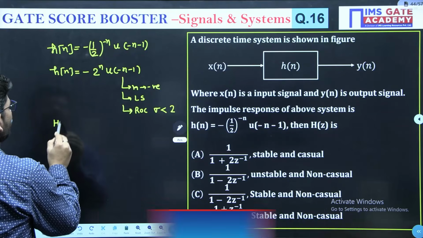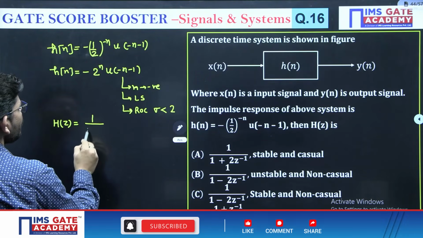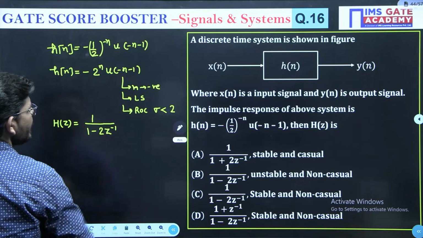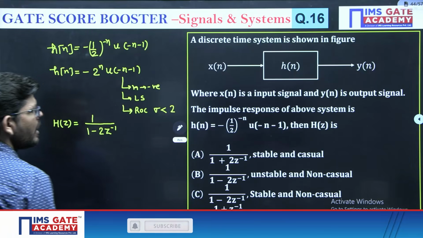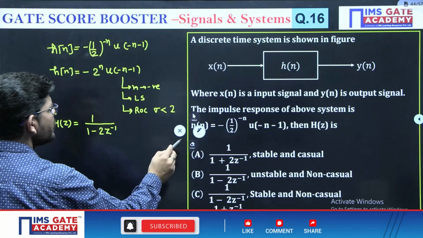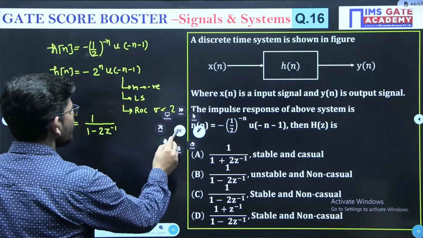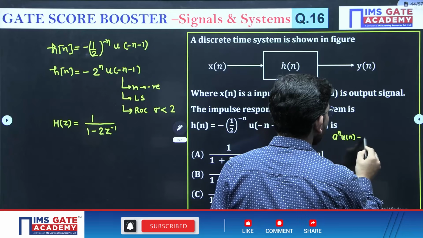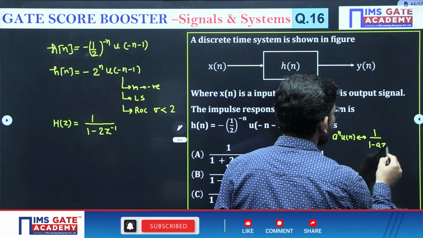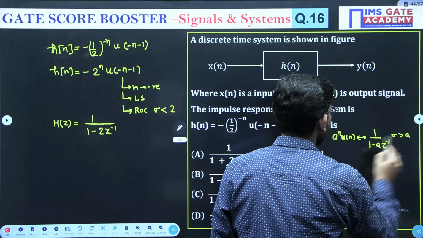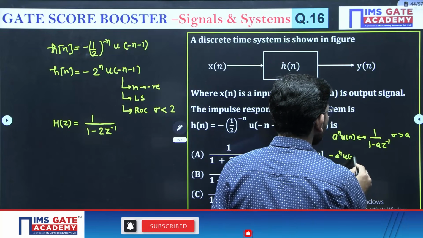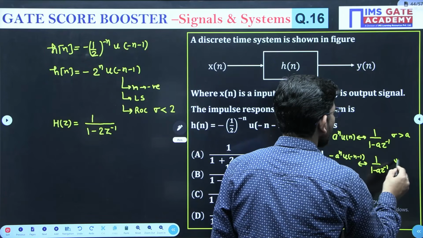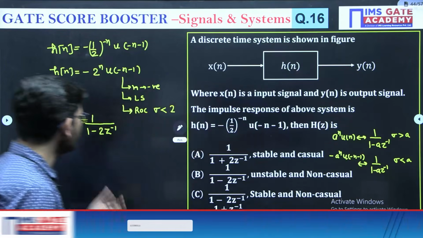So you know that H of z will be 1 upon 1 minus a z inverse. The a value here is 2, so we will get this H of z. Now, whether this is causal, non-causal, stable, unstable, that we will see. I believe that you know these formulas: if you have a to the power n u of n, the Z transform is 1 upon 1 minus a z inverse with ROC greater than a. If we have minus a to the power n u of -n -1, then the Z transform is the same with ROC less than a. That's what we have used here.